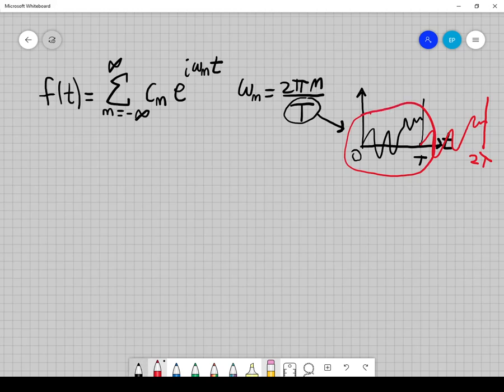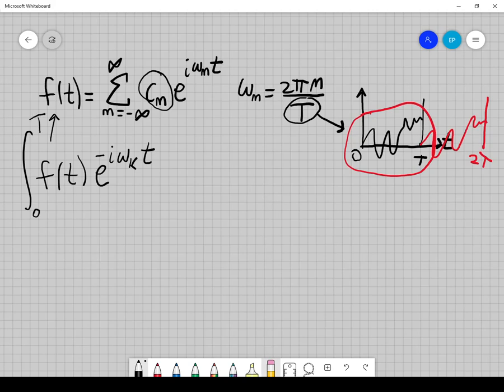We can also work out what the coefficient c sub n must be, because we can multiply f of t by the complex exponential e to the i omega sub k t with a minus sign, and then we integrate it from 0 to T, capital T. And what we get, we have to multiply each and every term of this sum by this complex exponential.